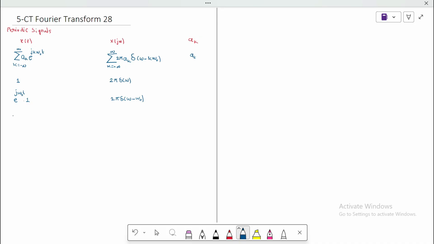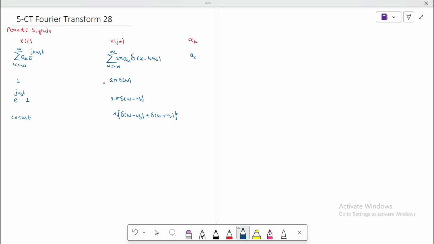For the cosine function, we know that cos omega naught t is nothing but e power j omega naught t plus e power minus j omega naught t, divided by 2. After simplification, pi is common, so we get pi times delta of omega minus omega naught plus delta of omega plus omega naught. We have discussed this in detail in previous videos.